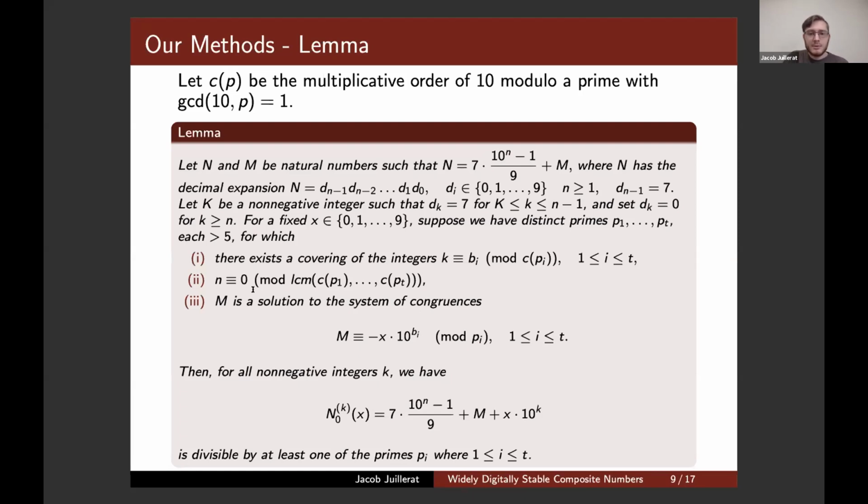We need n to be congruent to this least common multiple of the multiplicative orders, so that this 10 to the n minus 1 over 9 is going to be 0, mod the prime. And then we're going to put restrictions on m so that when we look at inserting a digit into the leading zeros, the number will be composite. It will be divisible by one of the primes p_i that is in our covering.